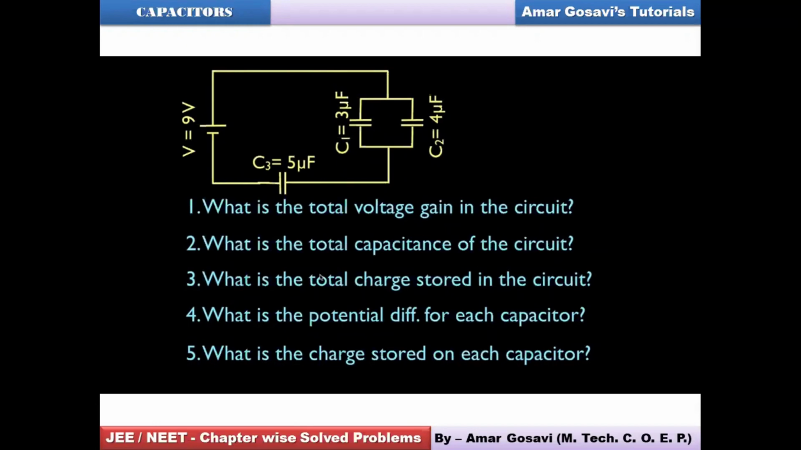Again, the same set of questions if you observe. The first one is, what is the total voltage gain in the circuit? Second, what is the total capacitance of the circuit? Third, what is the total charge stored in the circuit? Fourth, what is the potential difference for each capacitor? And what is the charge stored on each capacitor? These are the 5 sets of questions which we need to answer for this type of connection. Now let's try working it out. Please make a note of it before we try discussing this. You can consider this as the final question for the day.